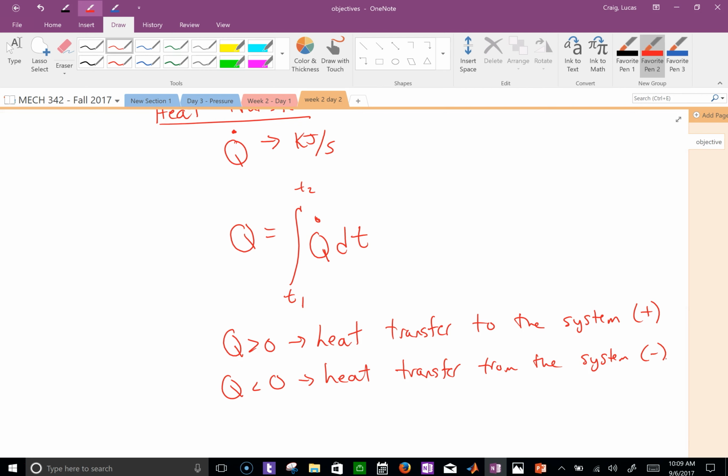So the bottom line for heat or heat transfer in this class particularly is that it's either going to be given to you in a problem or you're going to be asked to find it. I'm not going to have you use the conduction, convection, and radiation equations because it gets even more complicated. Questions on heat? Okay, so let's look at work.